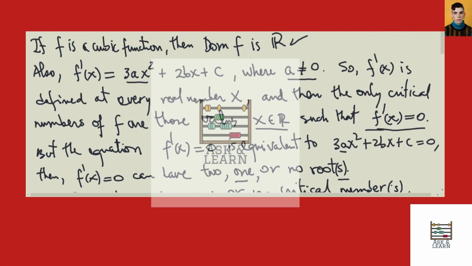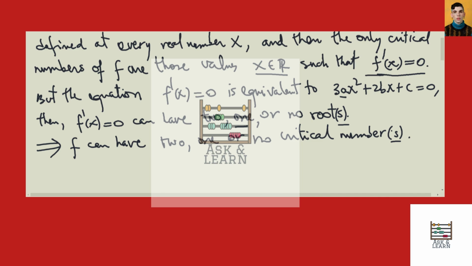So this is the situation. We have a cubic function. That cubic function is defined everywhere in the real numbers, and its derivative is also defined everywhere in the real numbers, and so the only possibilities for critical numbers for this function are the real values of x for which the first derivative is 0. This becomes a second degree equation which we know can have 2, 1, or no roots. And then this implies that the function can have only 2, 1, or no critical numbers.